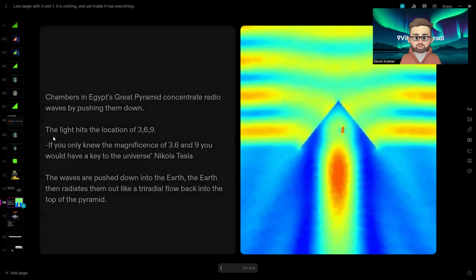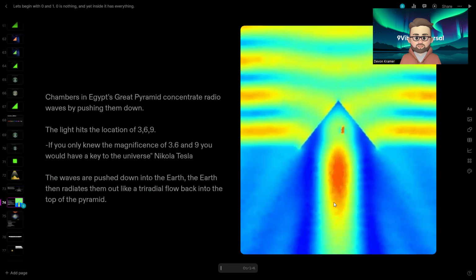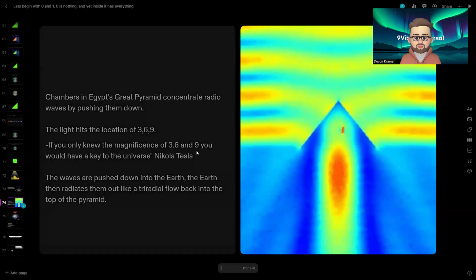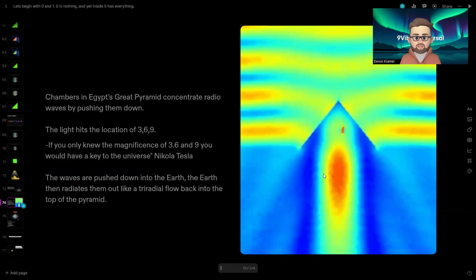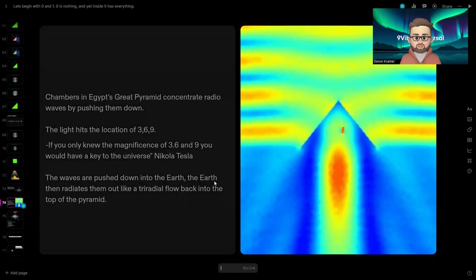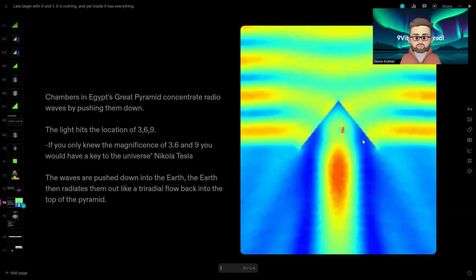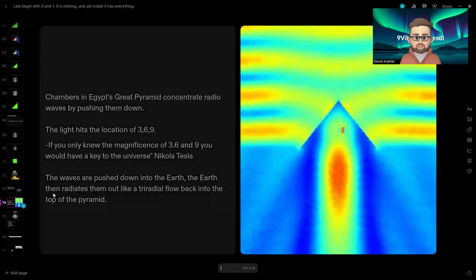So it's pushing it down. Okay. So the chambers in Egypt's Great Pyramid concentrate radio waves by pushing them down. The light hits the location of the 3, 6, and 9. If you only knew the magnificence of 3, 6, and 9, you'd have a key to the universe. The waves are pushed down into the earth. The earth then radiates it back out into a toroidal flow.